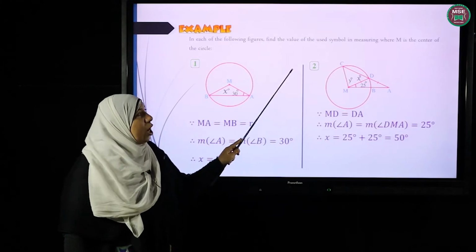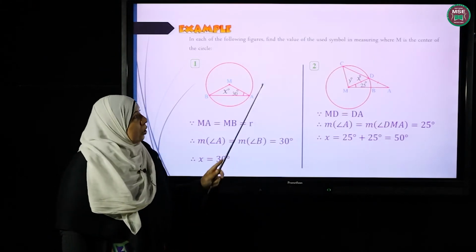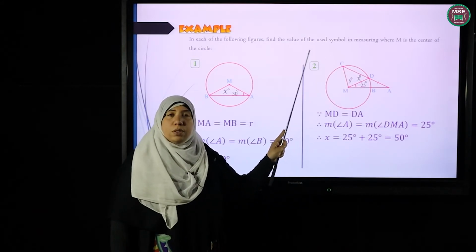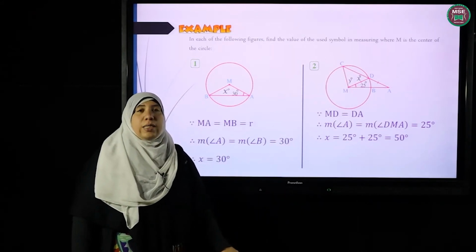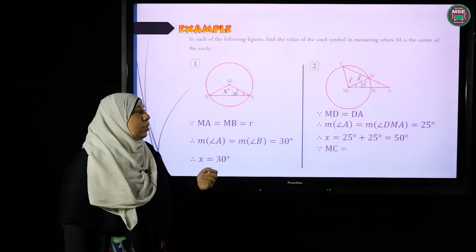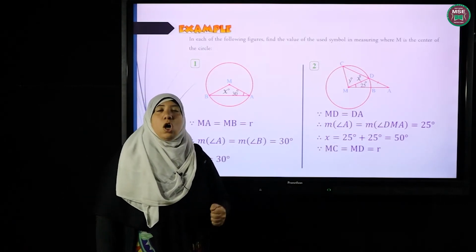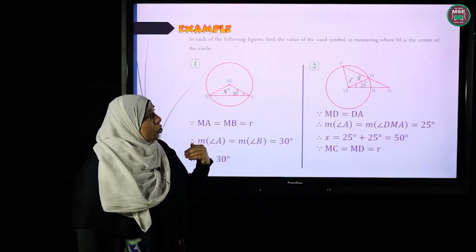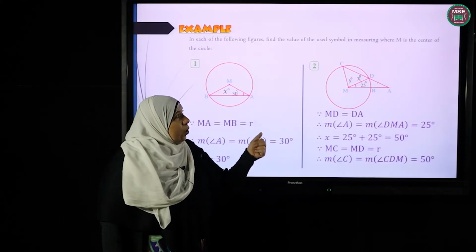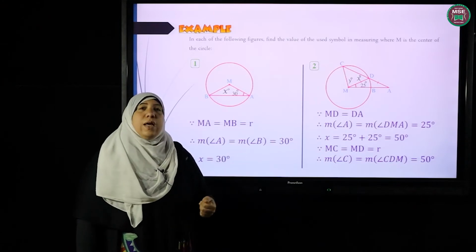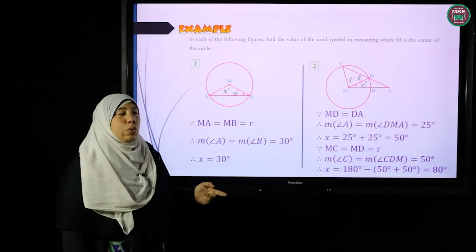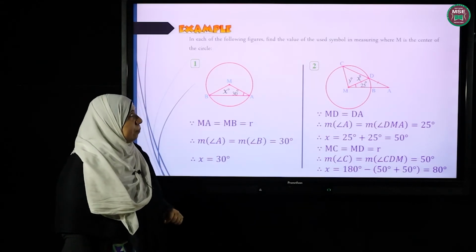Now, we will go to the other triangle, which is CDM. You know that CD is a chord, CM is a radius, and DM is a radius. So this triangle is an isosceles triangle. CM equals DM equals R. To find the measure of angle Y in the isosceles triangle, first we know that the measure of angle CDM equals 50. So Y here is 180 minus 50 times 2, which equals 80 degrees.